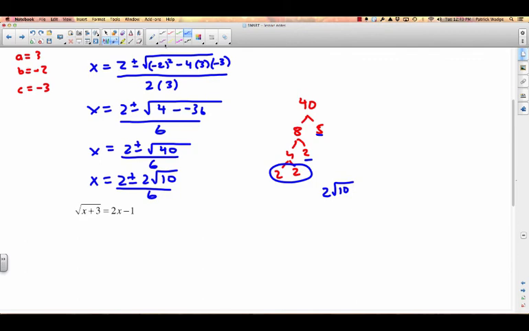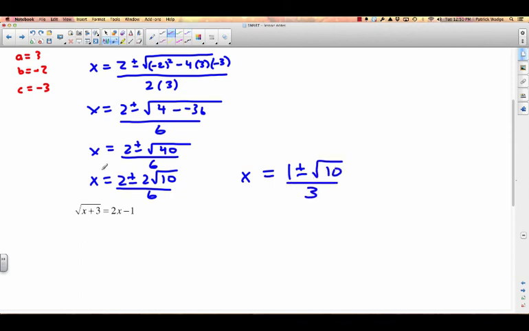Are we finished? Actually, we can do one more step, can't we? This 2 and this 2 and this 6 can all be divided by 2. So what you end up with is x equals, this will become a 1, and yes, you do have to put that 1. You can't just make it disappear, otherwise it'd be a 0. But if you divide 2 by 2, you get 1, plus or minus 1 root 10 all over 3. I divided this by 2 and got 1. I divided this by 2 and got 1. I divided this by 2 and got 3. So 1 plus or minus root 10 all over 3 are our two solutions.